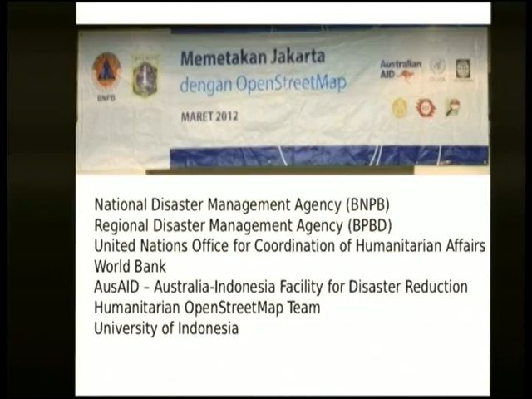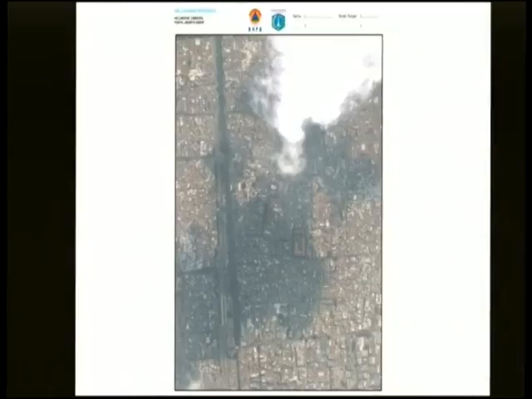The other thing we did, and this is sort of like an Oscar acceptance speech, is we worked together to map Jakarta with the National Disaster Management Agency, the regional one, the United Nations, AusAid, my team, and the University of Indonesia. So what we did is we printed a lot of these maps. A couple of us, it was a Sunday night and it was 3 a.m., and we were fiddling with paper to make digital maps.